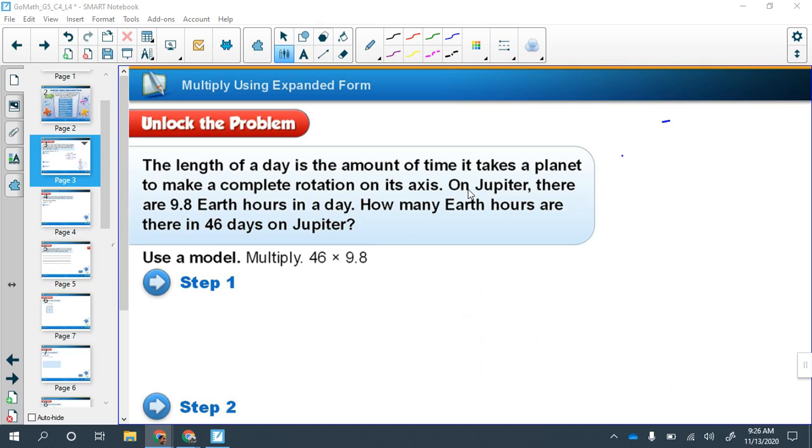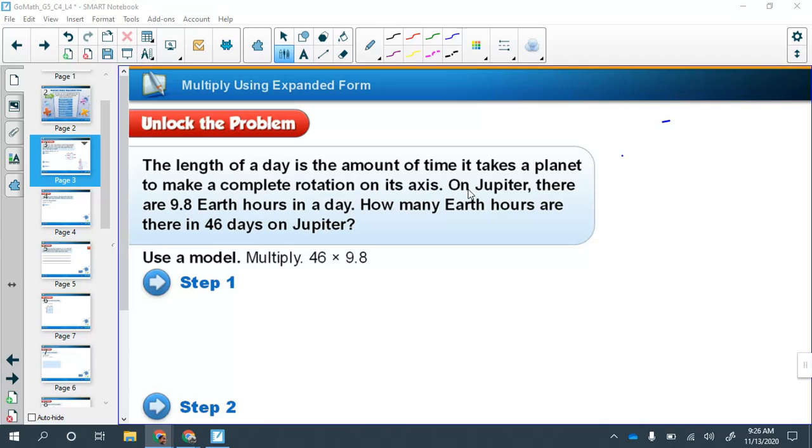All right, today we're going to be looking at lesson 4.4, and we are going to be using expanded form and models to help us with decimal multiplication. Yesterday we looked at multiplying just a decimal by a single digit whole number, and today we're going to be expanding on that idea.